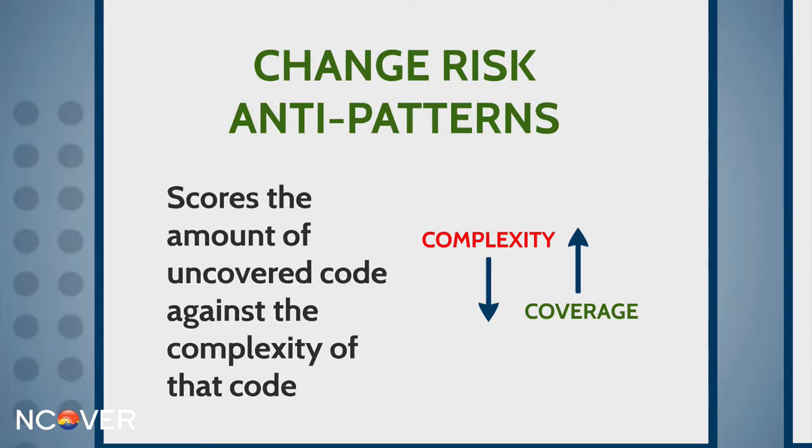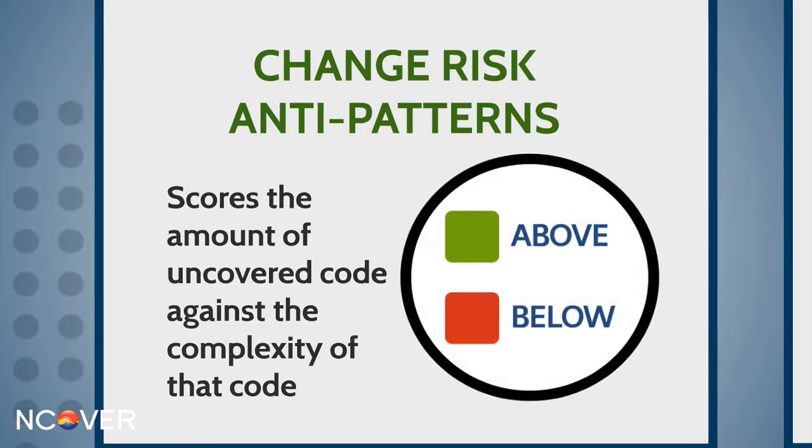So to recap, our three key metrics in NCover are branch coverage, which is how we measure success, sequence point coverage, which is how we achieve success, and the change risk anti-pattern score, which is how we mitigate risk that impacts our success. So our first category was code coverage metrics.